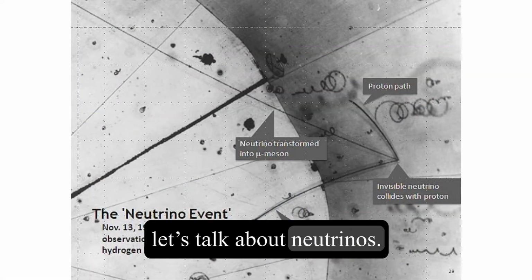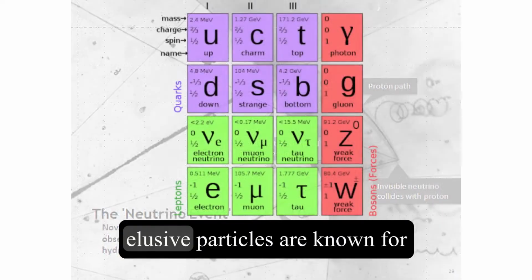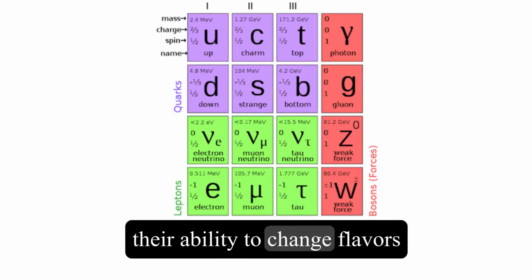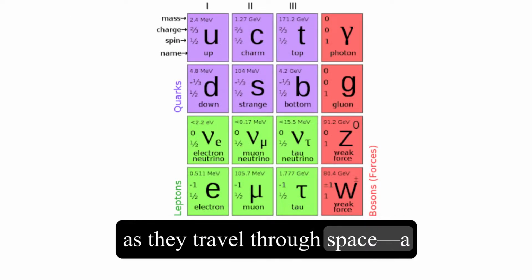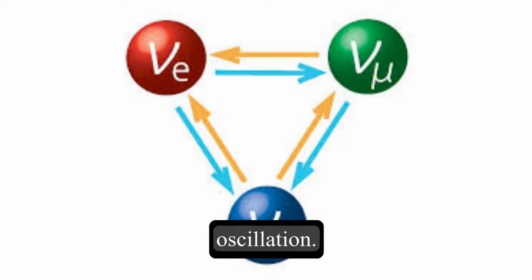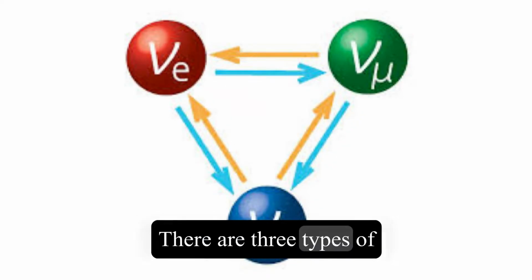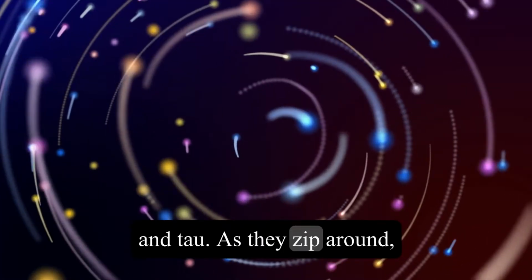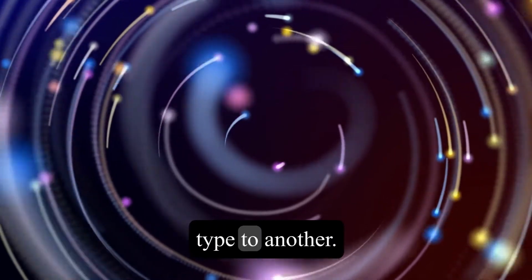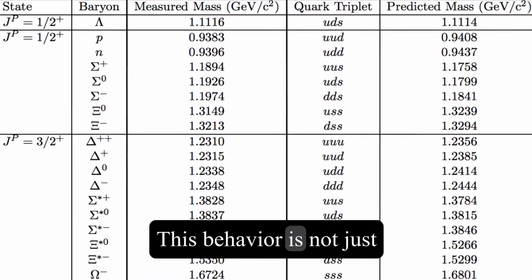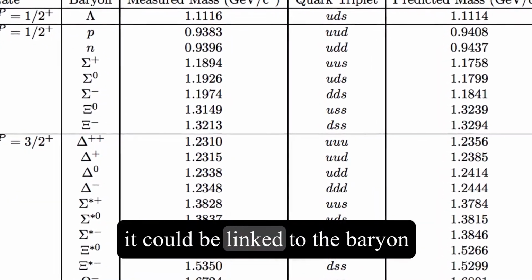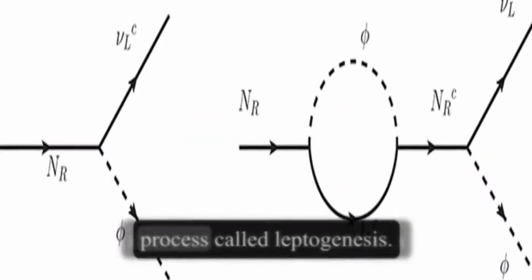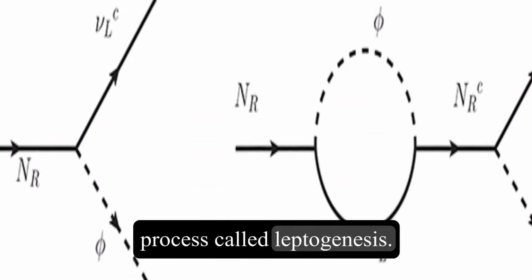Now, let's talk about neutrinos. These tiny, elusive particles are known for their ability to change flavors as they travel through space, a phenomenon called neutrino oscillation. There are three types of neutrinos: electron, muon, and tau. As they zip around, they can morph from one type to another. This behavior is not just a quirky trait. It could be linked to the baryon asymmetry problem through a process called leptogenesis.